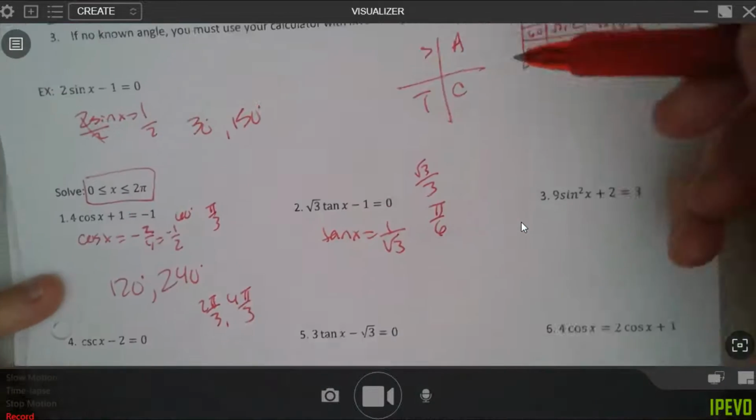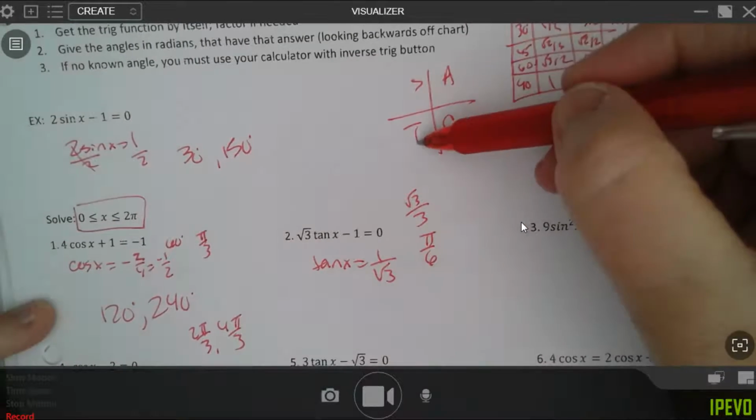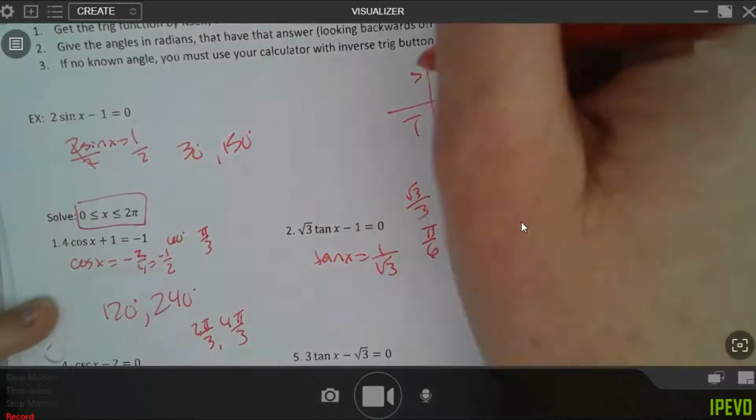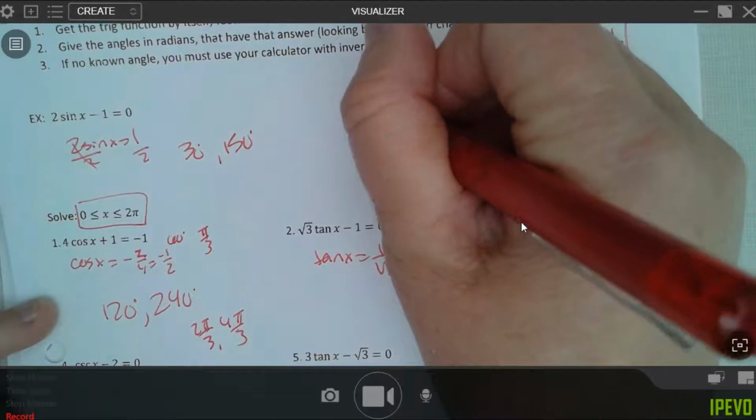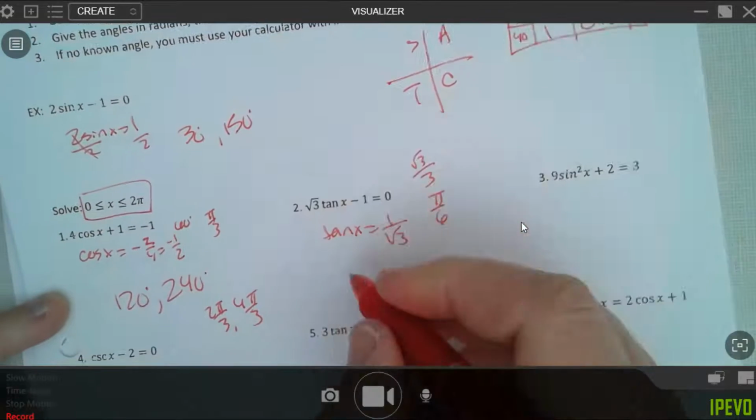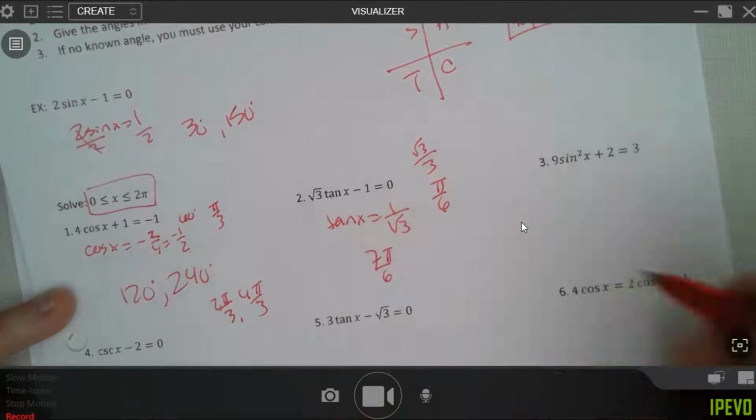So tangent's positive in the first and the third quadrants. So you have your angle here. So I'm going to do pi plus pi over 6, which is how I'll get that answer. So I get 7 pi over 6.